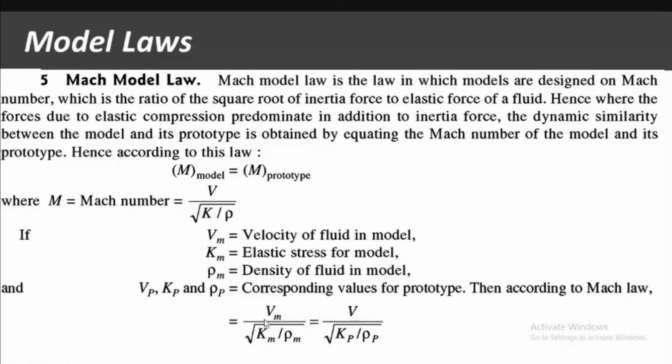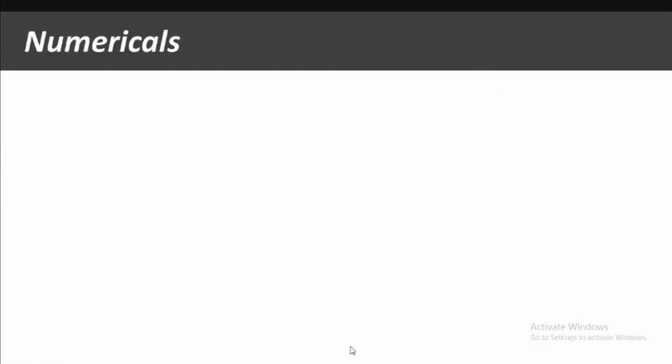Then, as per this law, Vm upon under root of Km by rho m equals Vp divided by under root of Kp by rho p. So if the fluids are the same, rho m and rho p are the same, so you can cancel them.